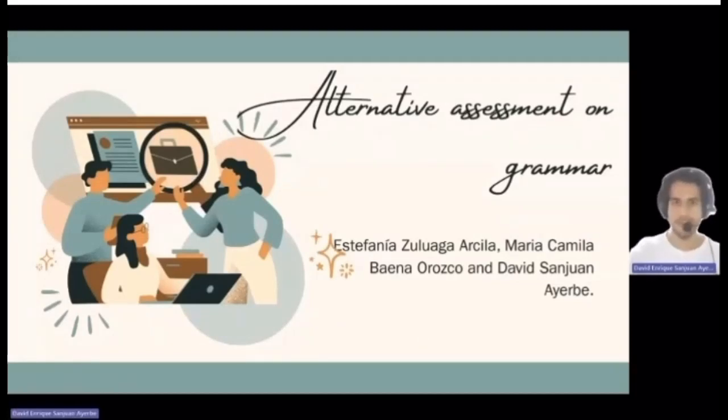We will present you our research. We are going to start with the title, which is Alternative Assessment on Grammar. The researchers are Estefanía Zuluaga García, María Camila Bania Orozco, and David San Juan Ayerbe.